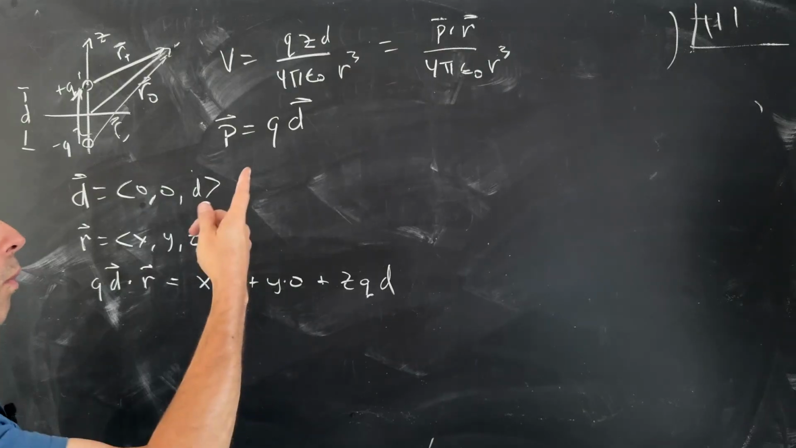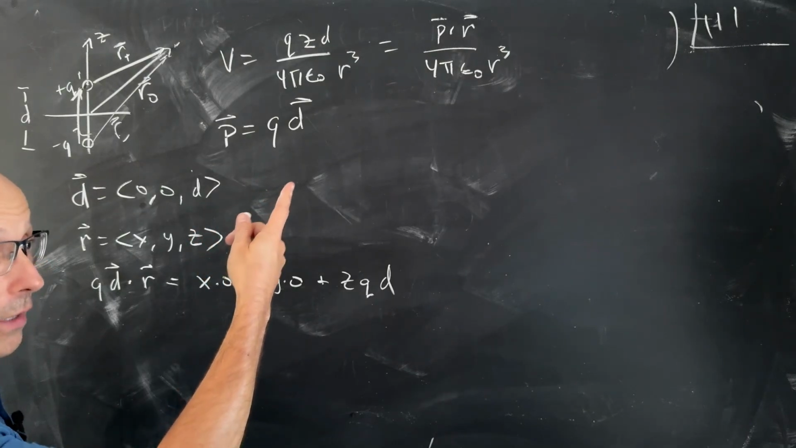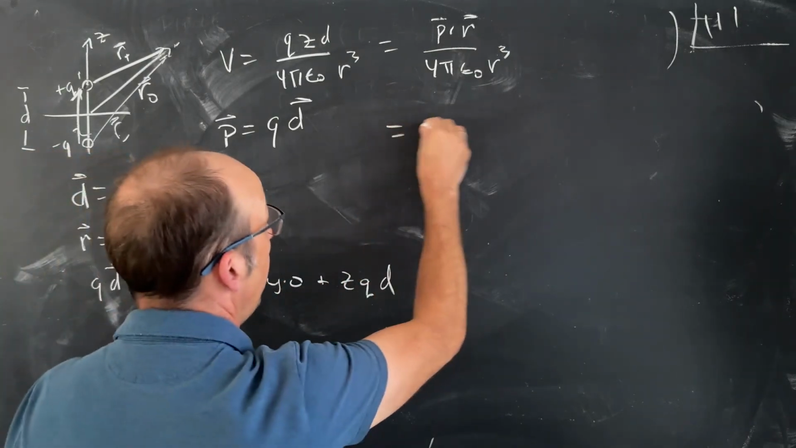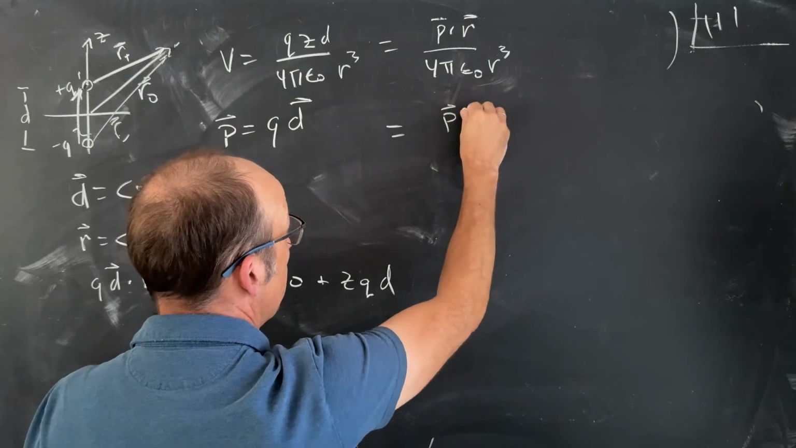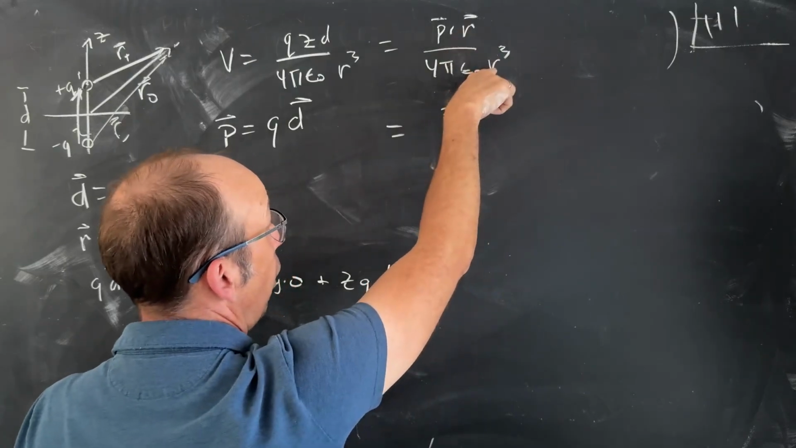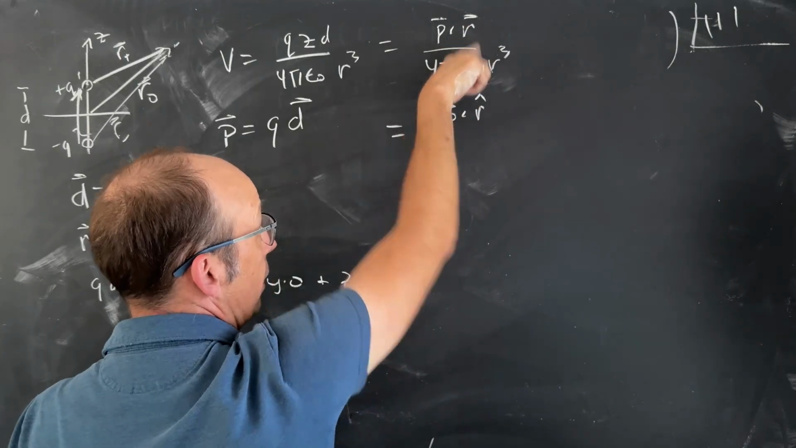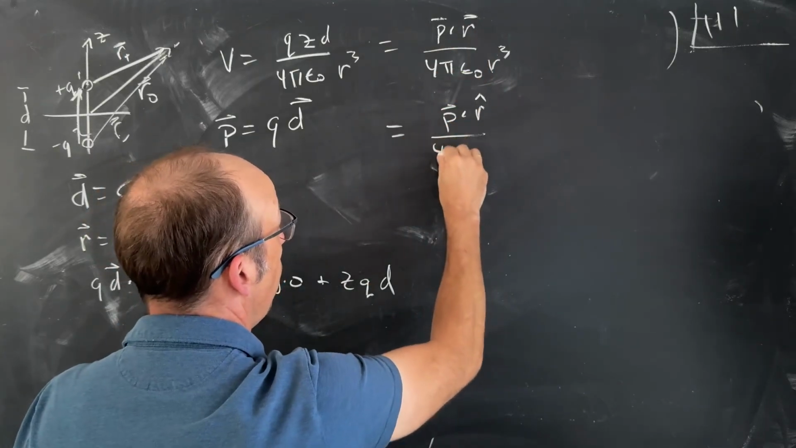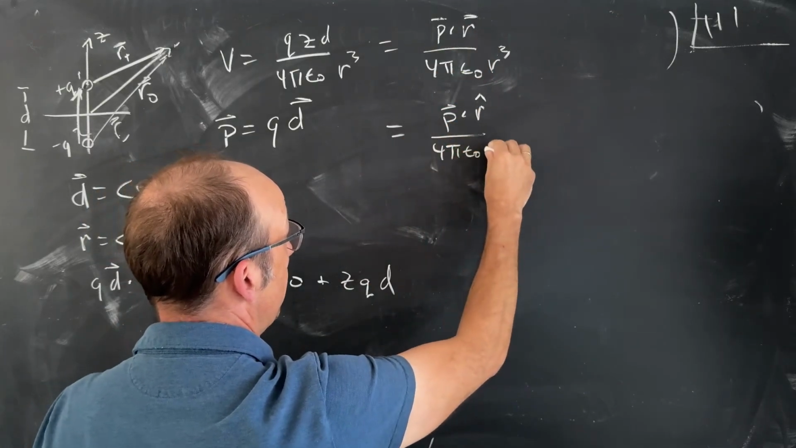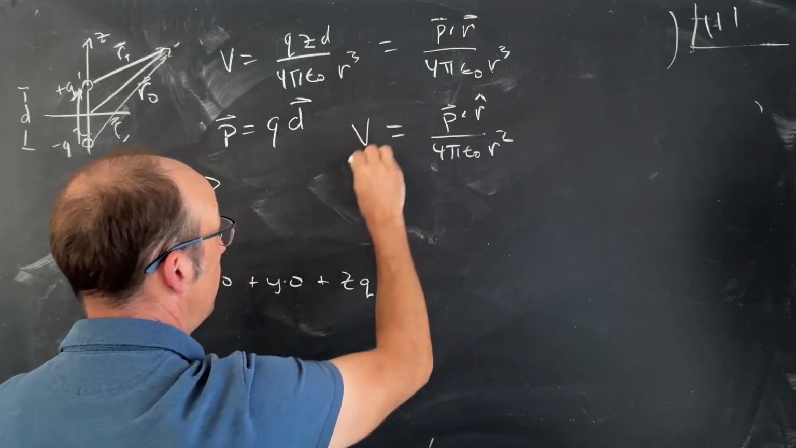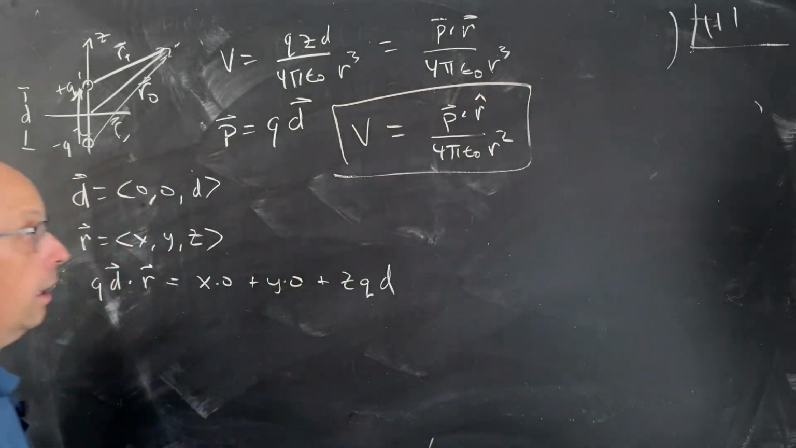Now, I can rewrite this as P dot R hat. R over R is R hat. So I'm going to take one of those R's and put it in with this, and I get R hat over 4 pi epsilon naught r squared. And that's my electric potential at any point.